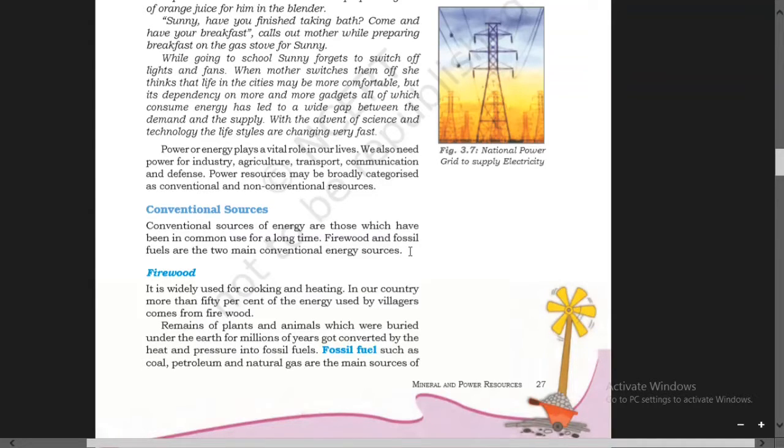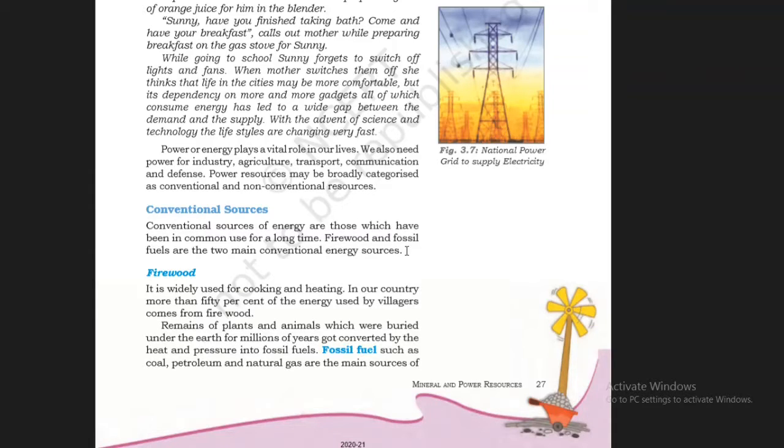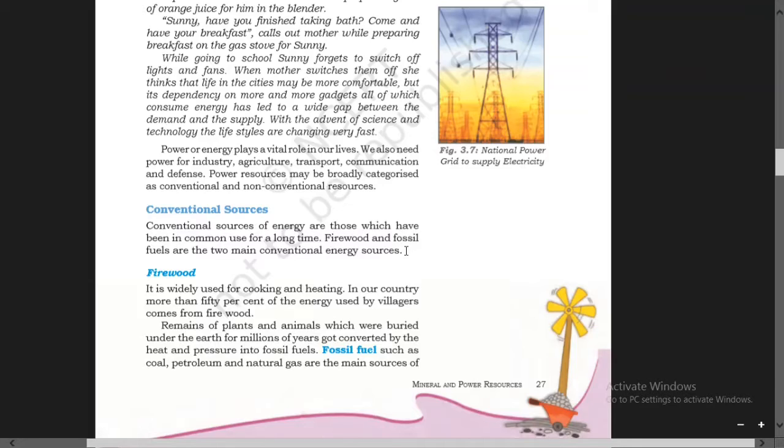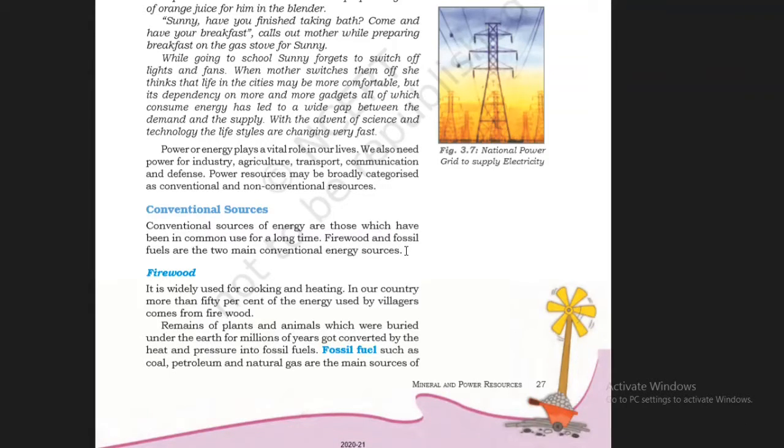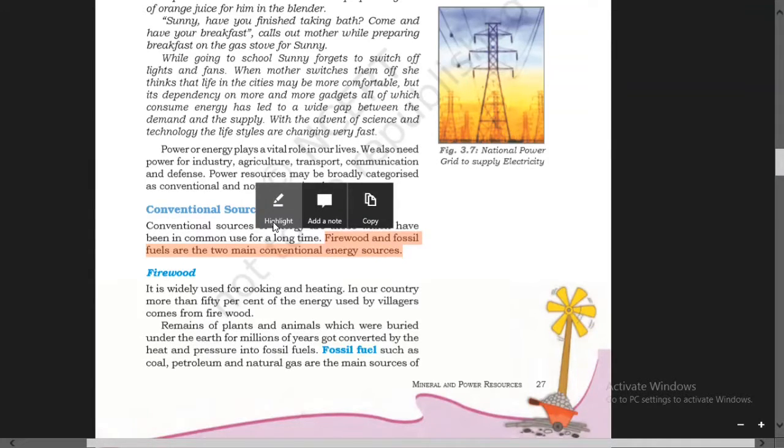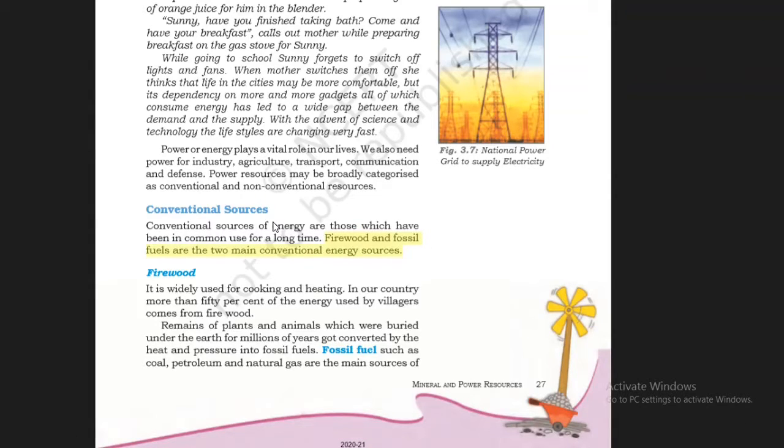Firewood, which we use for say cooking purposes, especially in the rural areas for burning fire, and fossil fuels. Fossil fuels means fuels formed by natural processes. These are the two main conventional energy sources. Just underline this. Which are the two main conventional energy resources? You have to answer firewood and fossil fuels.